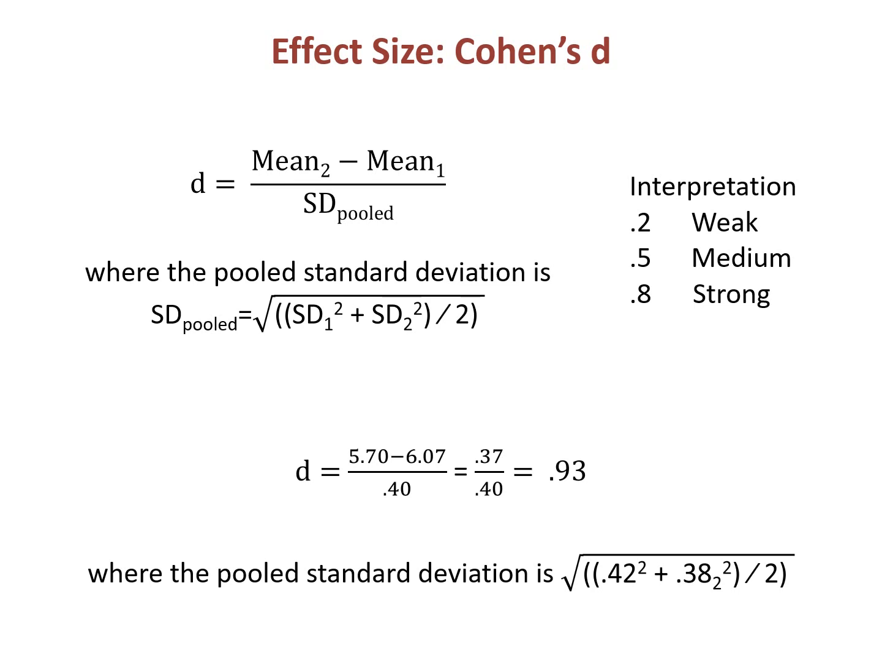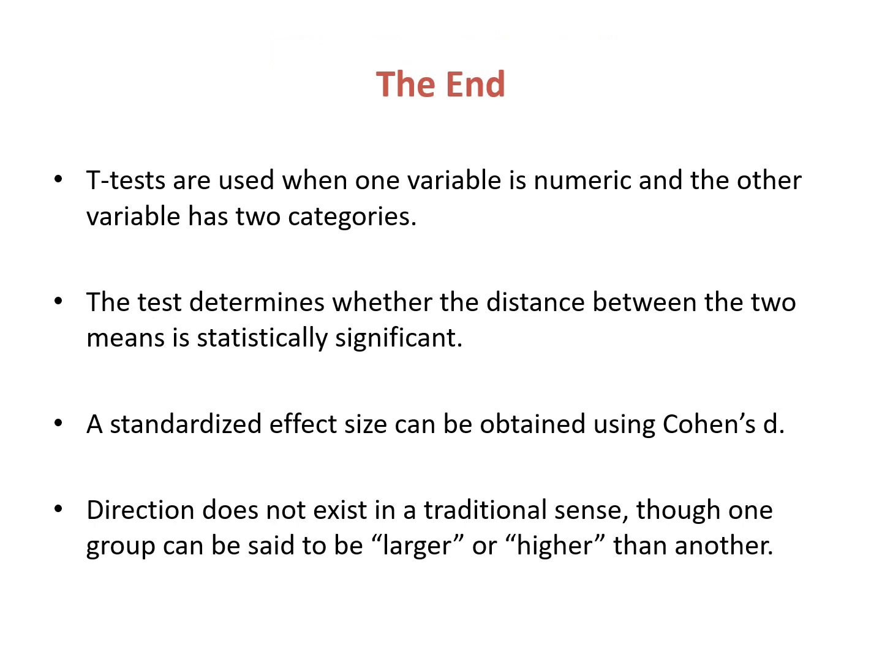In the case of our example regarding the difference in violent crime rates between southern and non-southern counties, the effect size is 0.93. In other words, the difference demonstrates a strong relationship between violent crime rates and region of the country. T-tests are used when one variable is numeric and the other variable has two categories. The test determines whether the distance between the two means is statistically significant. Cohen's d provides a standardized effect size. Direction does not exist in a traditional sense, though one group can be said to be larger or higher than another.